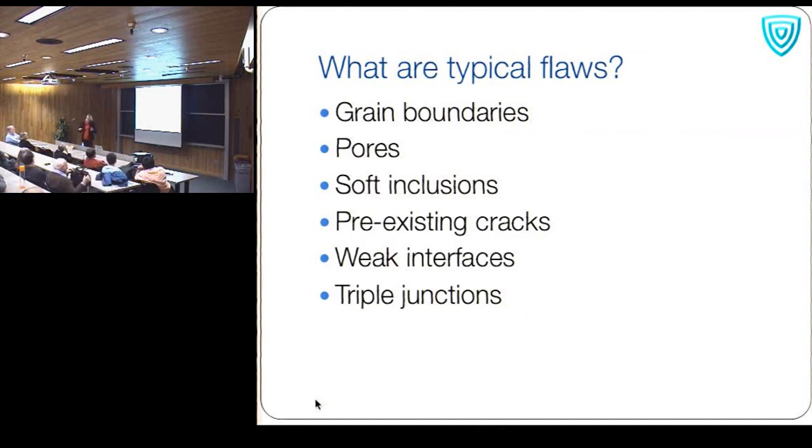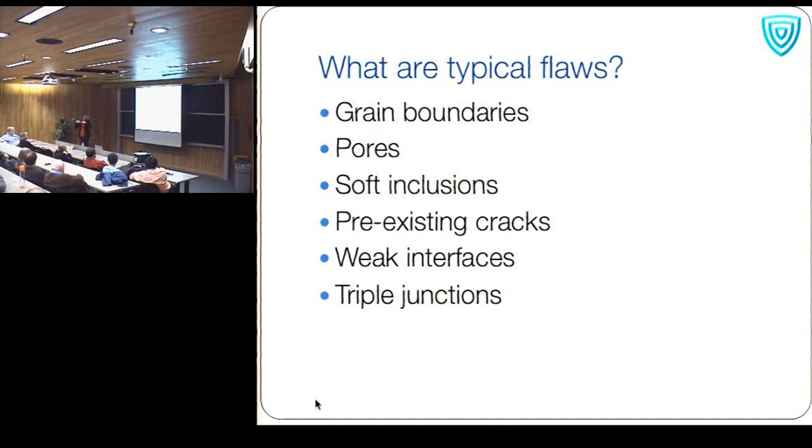I'm doing a lot with ceramics, although you'll see I have a cementitious material application here, but you can think of pores, soft inclusions. We have this problem with these graphitic defects, they call them potato chip defects because they're shaped like a potato chip, but they're this soft, sort of crumbly, chalky material. They're very problematic for us. They could be grain boundaries or pre-existing cracks.